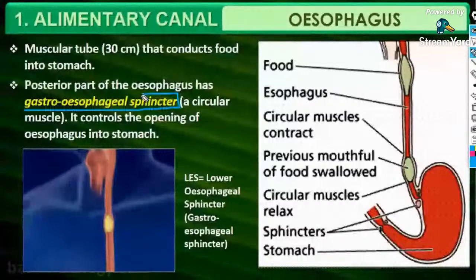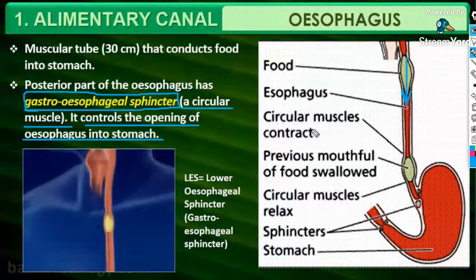Gastroesophageal sphincter is a circular muscle. It controls the opening of the esophagus into the stomach. Very, very important. As the food passes through the esophagus, you can see sphincter muscles are present.